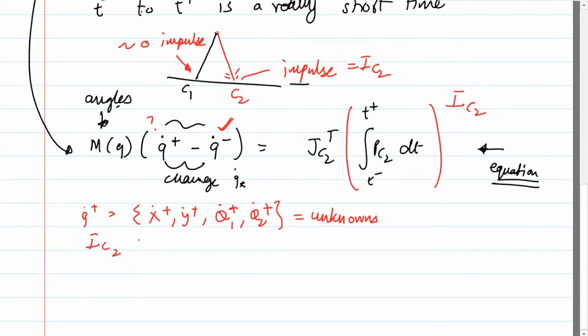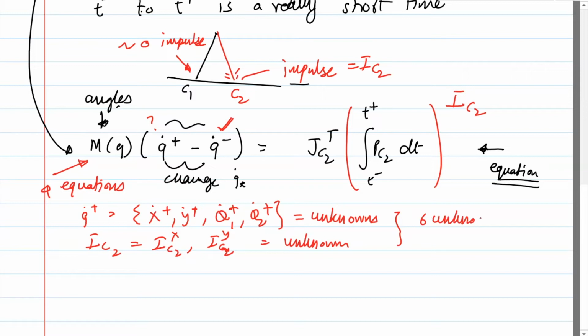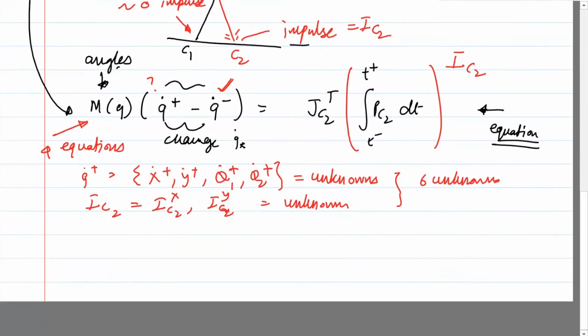IC2 along x and IC2 along y are also unknowns. Okay, so here we have four equations. There are four equations because the mass matrix has four elements. So we have four equations and six unknowns, so we can clearly not solve it. There are too many unknowns compared to equations.